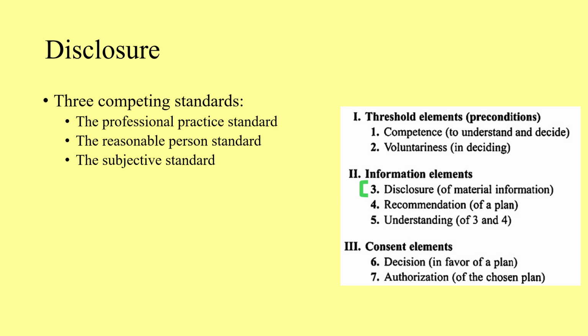So looking at the first one, the professional practice standard, this is the idea that there is some customary practice within the field that determines what counts as adequate disclosure. So imagine that every time somebody gets a heart transplant, everybody receives the same information disclosed to them. It seems like that would work, but there are difficulties obviously associated with this, because professionals don't necessarily all agree on what a patient should actually have access to.